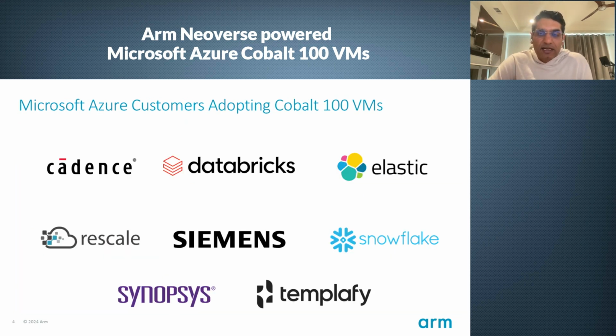Customers are already leveraging Cobalt 100 and seeing benefits of the power efficiency and the performance benefits provided by the Arm architecture. Databricks are leveraging Cobalt 100 for their SQL serverless offering on the Azure platform. Elastic is leveraging Cobalt 100 for their search AI-based services and seeing up to 37% better price performance compared to the previous instances. And you could see across different industry segments how customers are leveraging Cobalt 100. Templify are using it for their document processing platform.